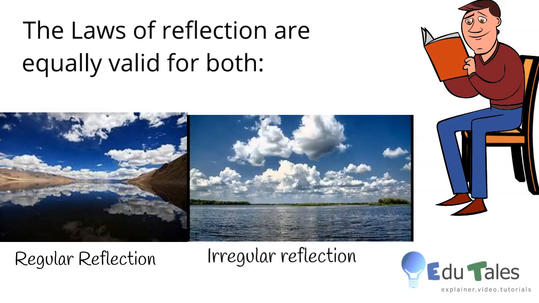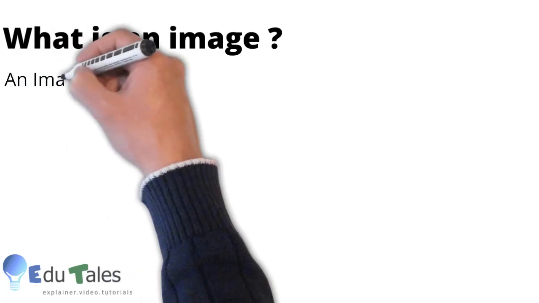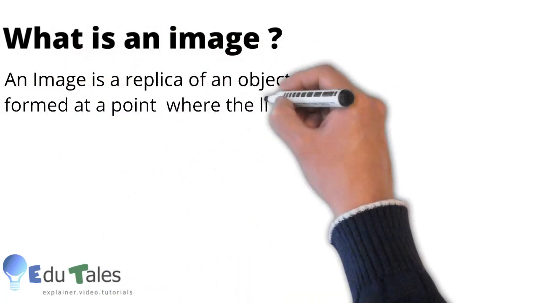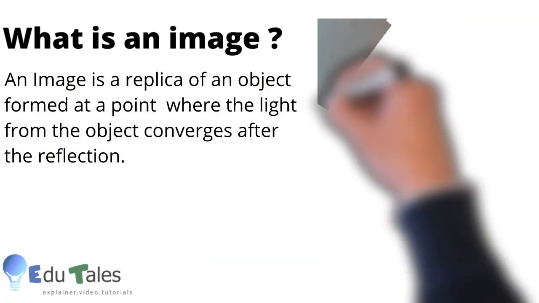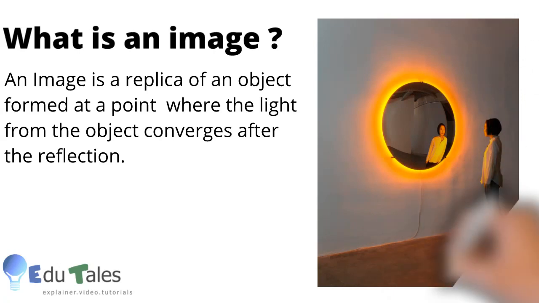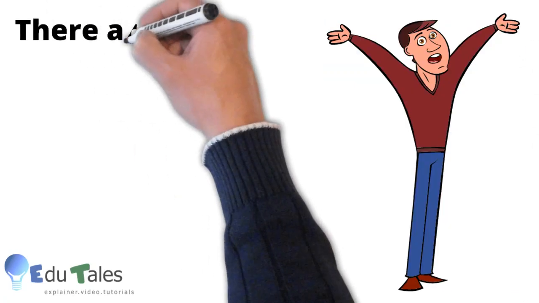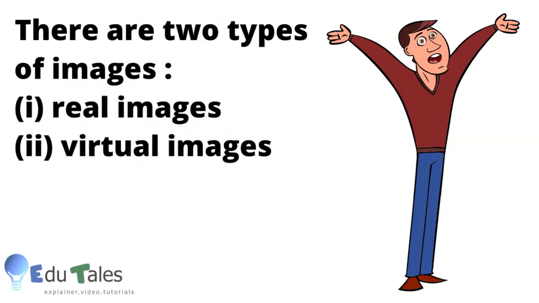You may be wondering, what is an image? An image is a replica of an object formed at a point where the light from the object converges after reflection. Now let's talk about images. There are two types of images: real and virtual.